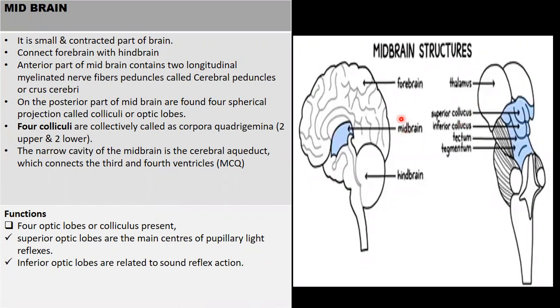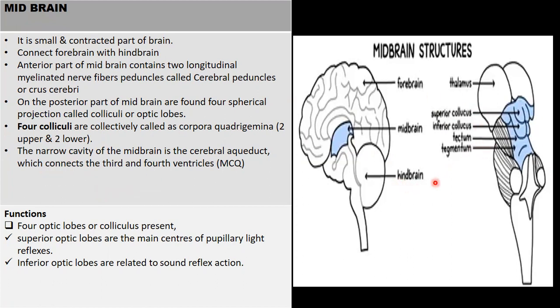As we say, the midbrain connects our forebrain with the hindbrain. The anterior part of the midbrain contains two longitudinal myelinated nerve fibers known as the cerebral peduncles or the crus cerebri. This we already studied. On the dorsal side we have a few optic lobes, called the colliculi. Here you see we have the superior colliculi and the inferior colliculi, two superior and two inferior. Now, the narrow cavity of the midbrain.